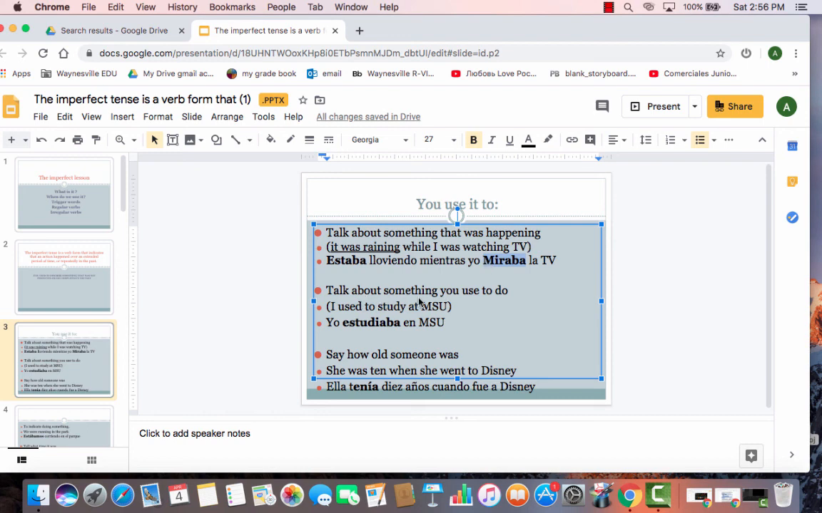To talk about something you used to do. I used to study at MSU. Yo estudiaba en MSU. The verb estudiar has been conjugated into the imperfect.